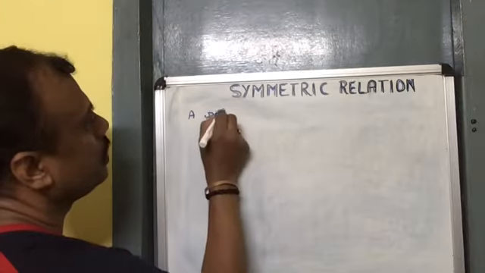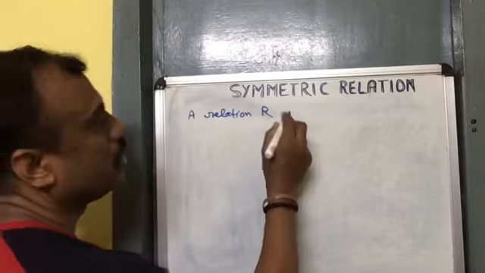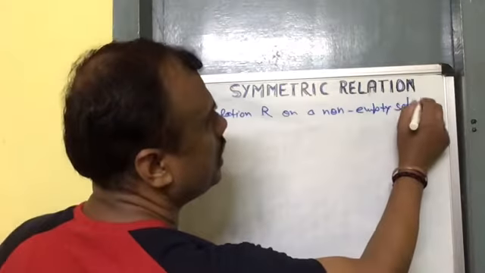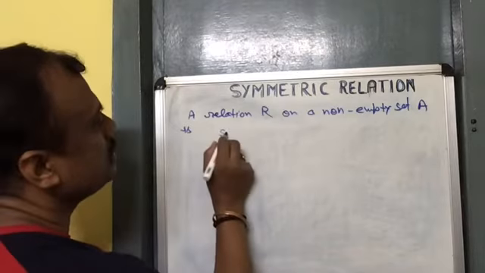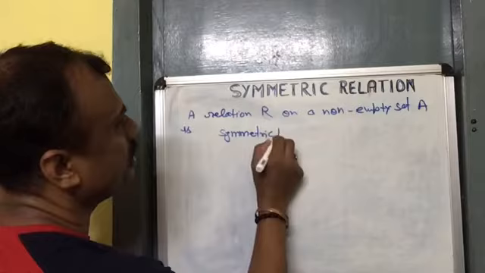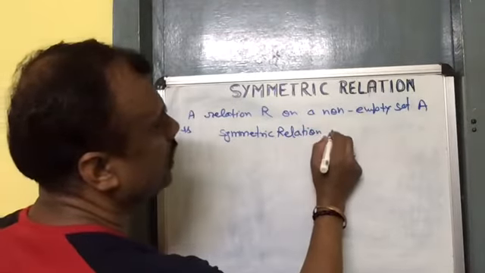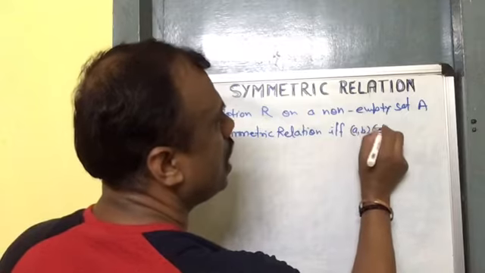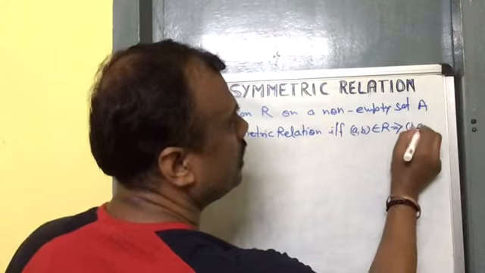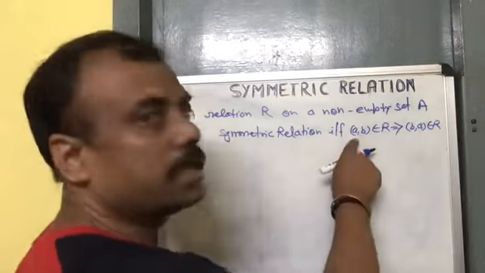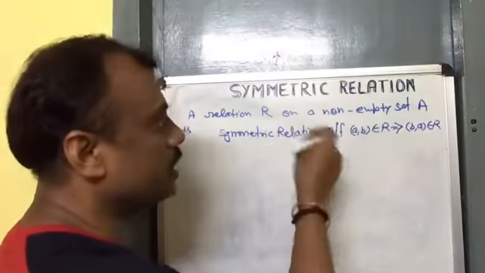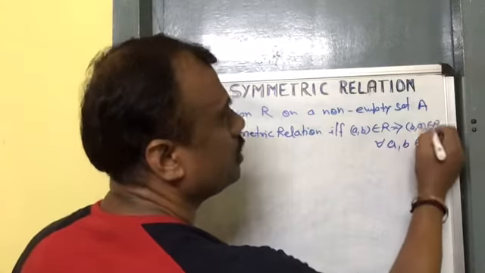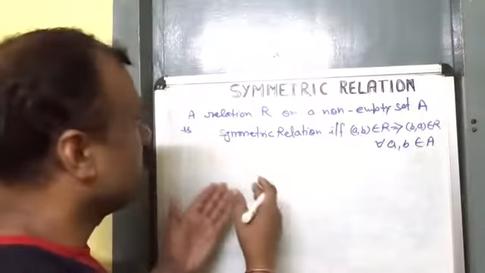A relation R on a non-empty set A is a symmetric relation if and only if (a, b) belongs to R implies that (b, a) belongs to R. When this ordered pair is in relation R, then to be symmetric, (b, a) must be there for every (a, b) belonging to the set. We can define it in another way.